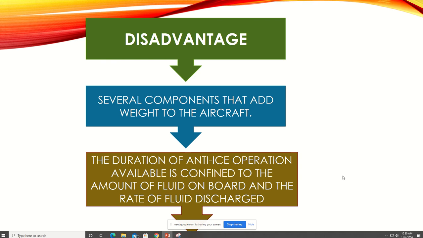Okay, this is the disadvantage. Remember, you use fluid, or liquid. Number one, several components add weight to the aircraft. Number two, the duration of anti-ice operation available is confined to the amount of fluid on board.